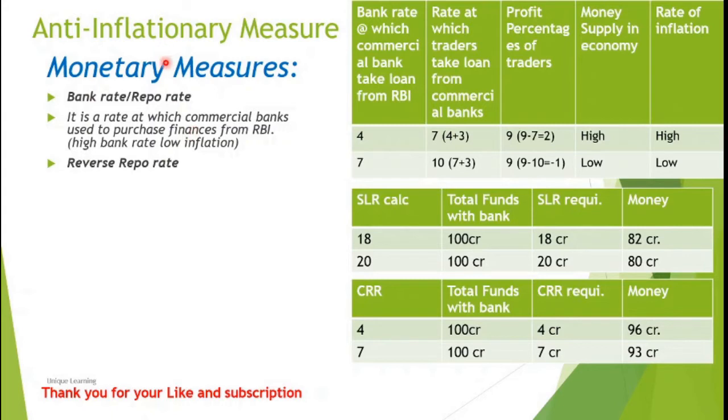Now how does this repo rate affect inflation? In these steps we are going to discuss how to control the inflationary situation. That means how to reduce the price of goods and services. Okay, let us understand by this table. Now this is the bank rate at which commercial banks take loans from the RBI. This is the rate at which traders take loans from commercial banks, this is the profit percentage of the traders, this is the money supply in the economy, and this is the rate of inflation.